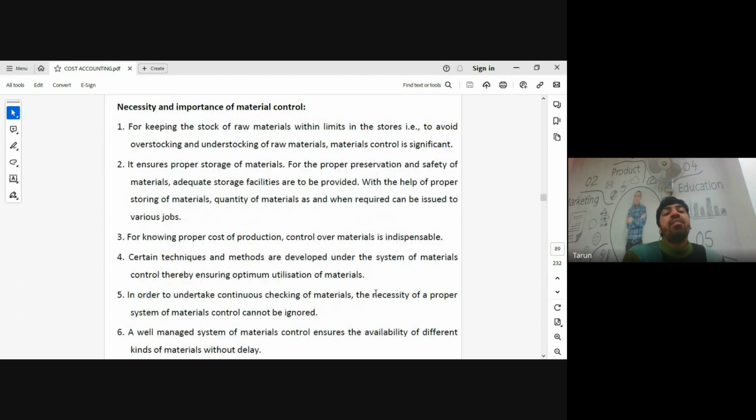The next one is that a well managed system of material control also ensures that whatever different kinds of materials are needed should be available without any delay, so that accordingly they will issue the materials to the concerned team or to the concerned organization.